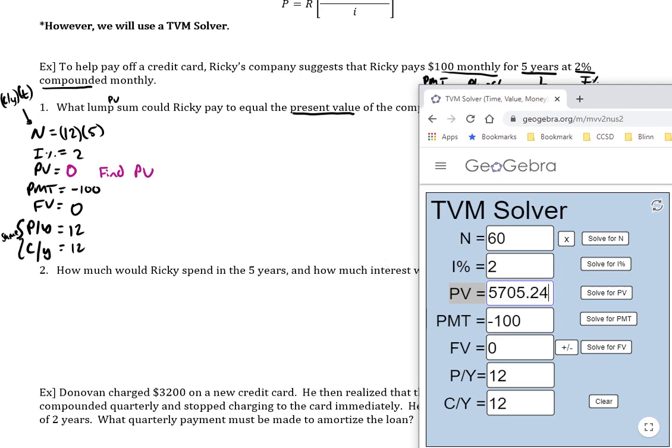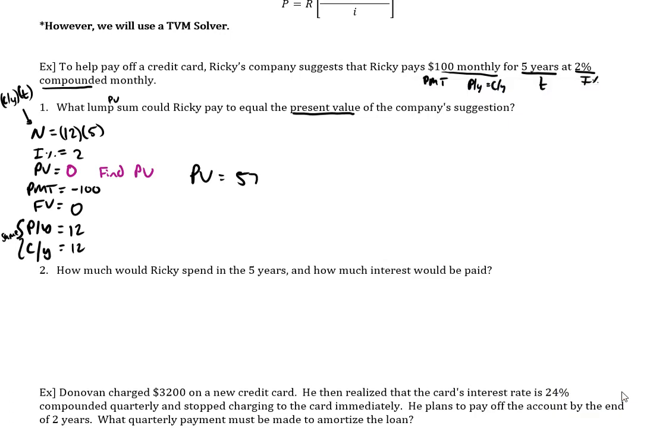That's rounded to the nearest cent, so we have $5,705.24. Okay, so there we go. That is the lump sum that he could pay right now to pay off, assuming that's how much he owes, the whole credit card instead of paying interest on the credit card each month. But that is the large sum, and that's what could be difficult.